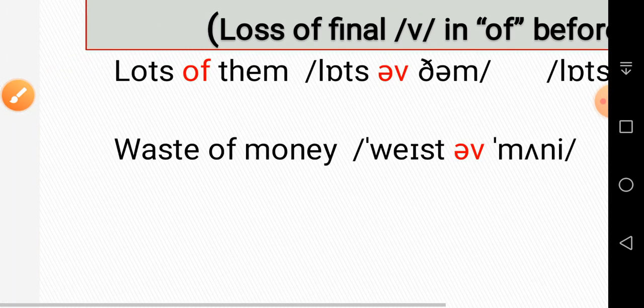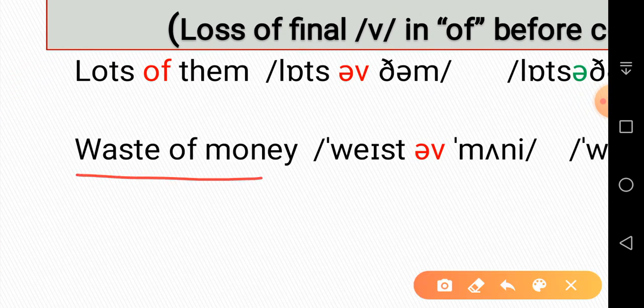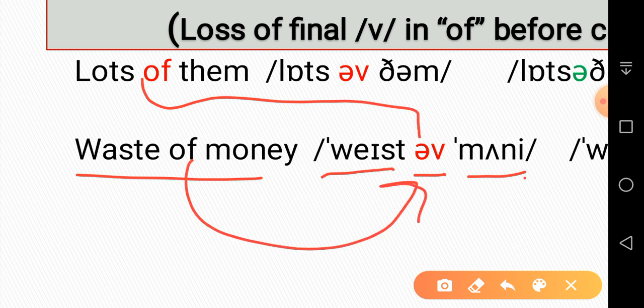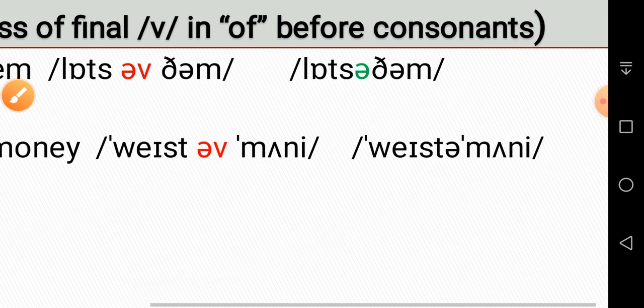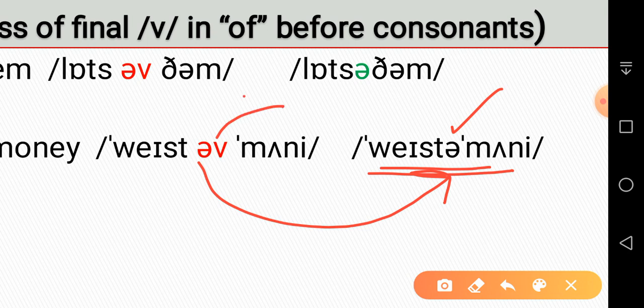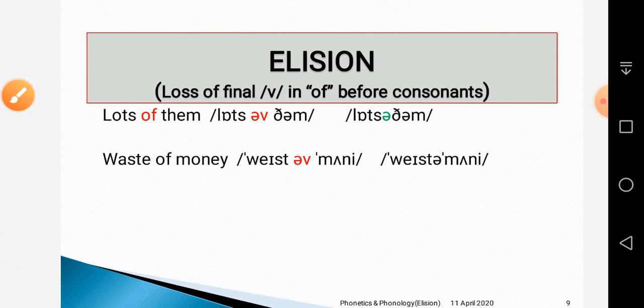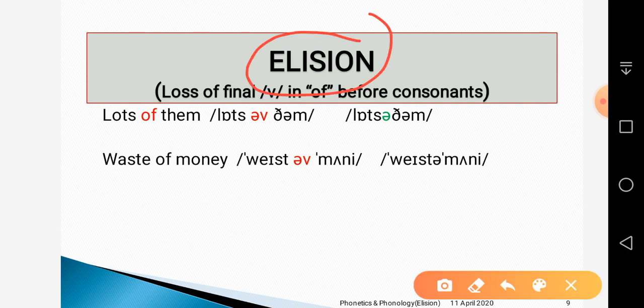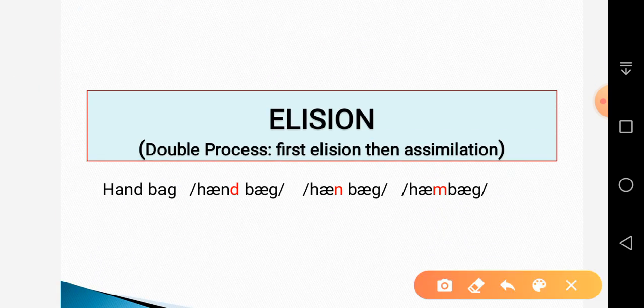Here is another example, waste of money. See the transcription, waste of money. Its phonetic transcription has a v. Now let me simplify it in connected speech. We'll say waste of money. Only the schwa sound will be used, and this v will be dropped. So this way we introduce elision. Here's another example, a double process, first elision then assimilation.